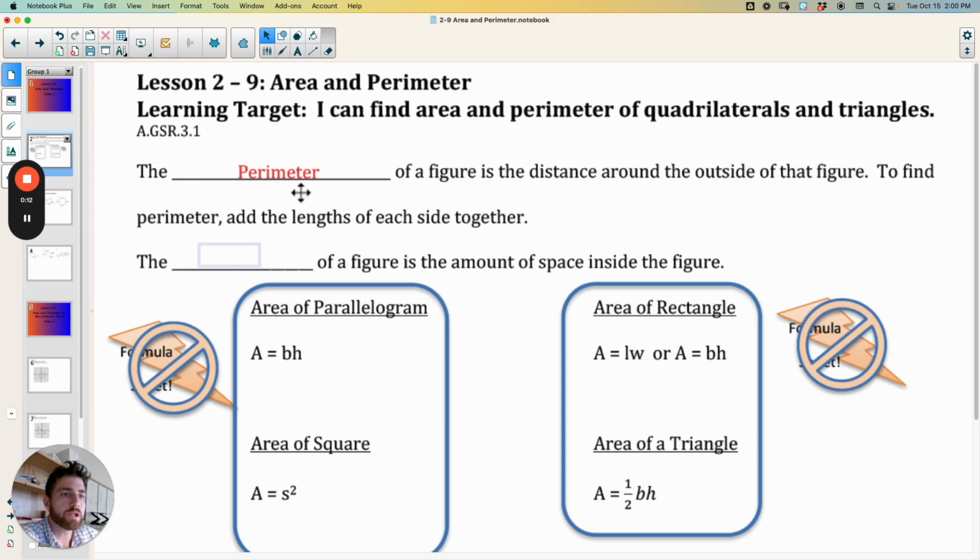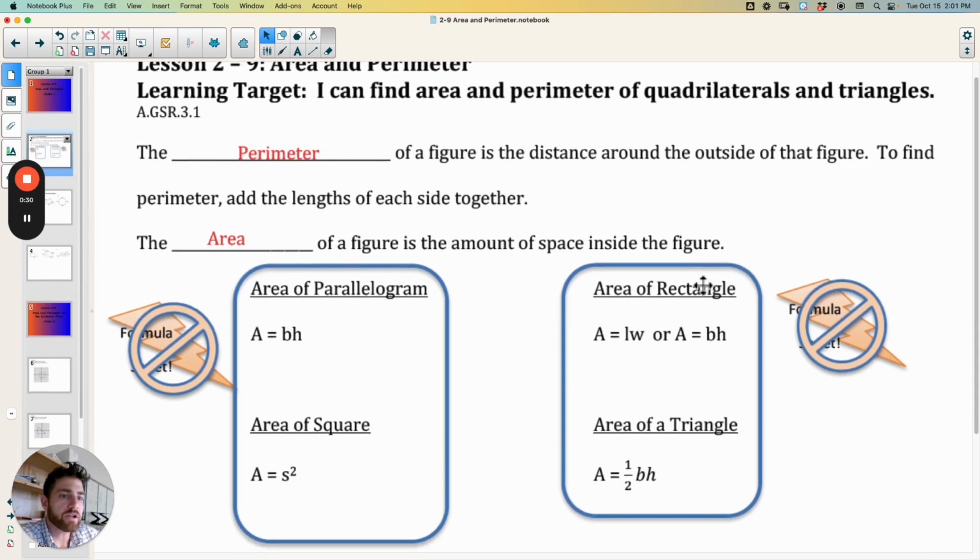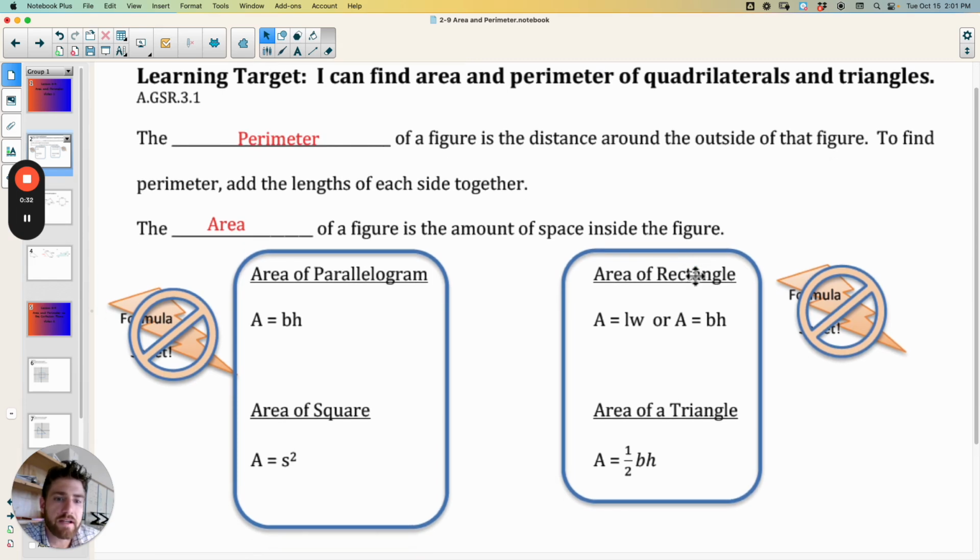So the perimeter of a figure is the distance around the outside of that figure. To find the perimeter, all you're going to do is add the lengths of each side together. And then the area of a figure is the amount of space that is inside of the figure. And to find the area, you're going to multiply two dimensions, depending on what type of figure they give you. And you'll see a few of the different formulas for area down here.